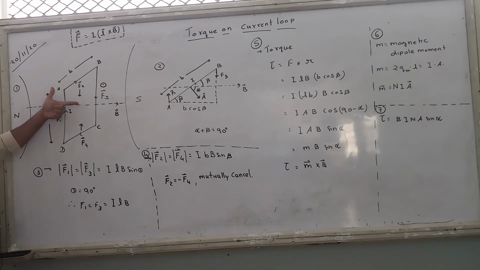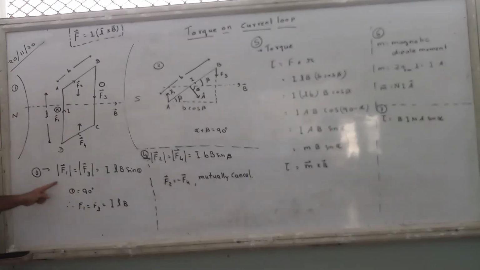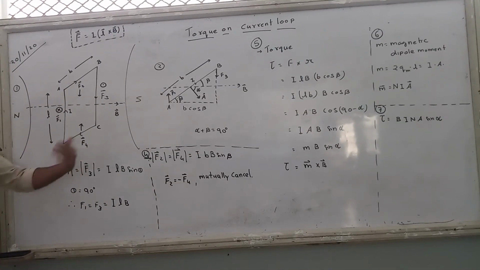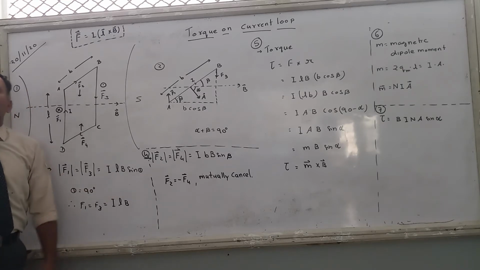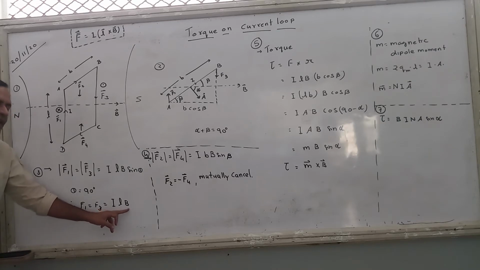Upward current, the magnetic field. This is downward current and magnetic field. Again, for this wire, force F3, this wire, force F1, all the things are same. So the forces will also be equal. Direction alag honge, but the forces will be equal. What is value of theta? Theta is 90. So F1 and F3 are equal in magnitude. Because theta equals 90, sine 90 is equal to 1. So what is F1 and F3? It's equal to I into L into B.